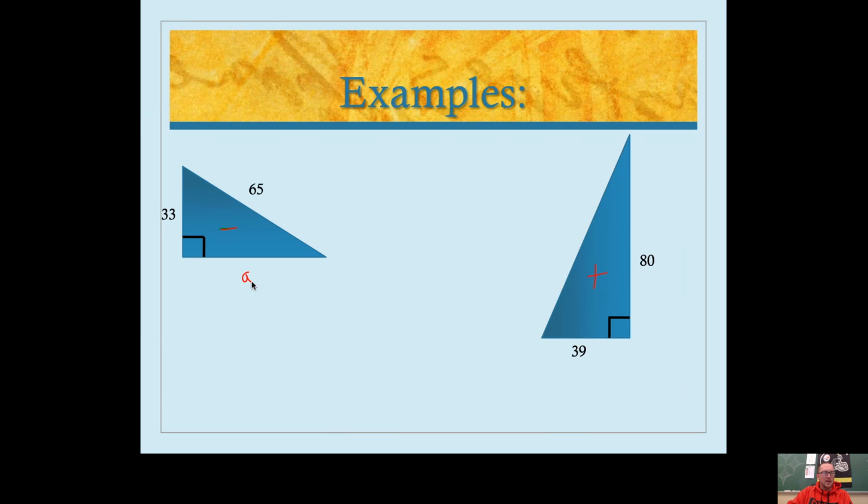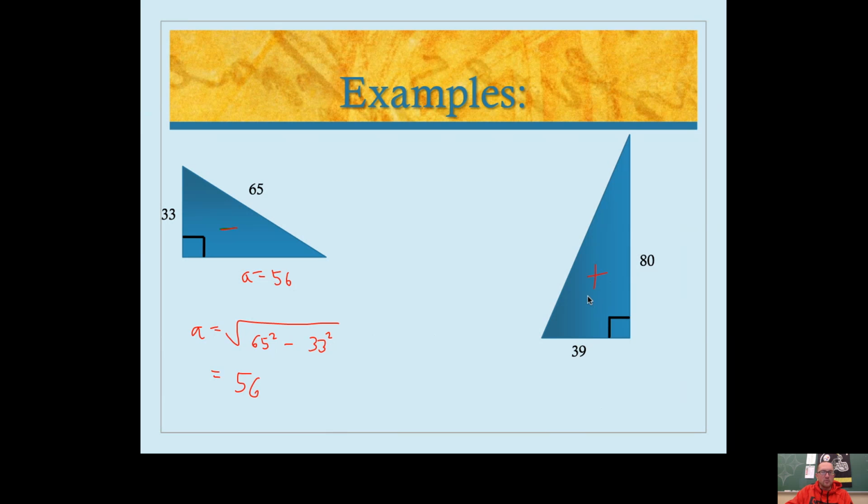So in this one, we'll call this A. To find A, square both of your numbers, subtract them, make sure the bigger one's first, and take the square root. I'm going to type this in. So I type in my square root of 65 squared minus 33 squared. And this gives me a whole number answer, which is kind of rare, but they tell me that it's 56. That makes sense to me because it's less than my hypotenuse.